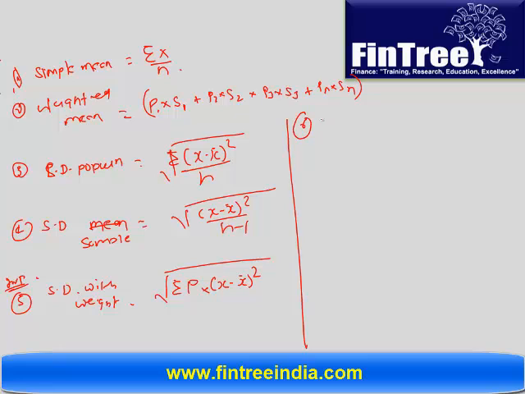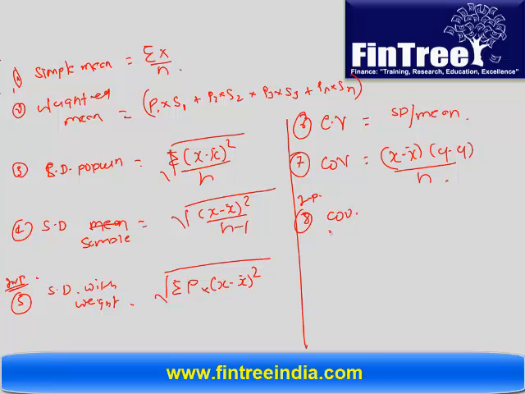Then the sixth formula is coefficient of variation, which is simply standard deviation divided by mean. Seventh formula is of covariance. So covariance would be x minus x bar y minus y bar divided by n. Eighth formula, again I am marking this important, covariance with probability. So when we have covariance with probability, we will say P into x minus x bar y minus y bar. That's it. We don't have to divide by n.